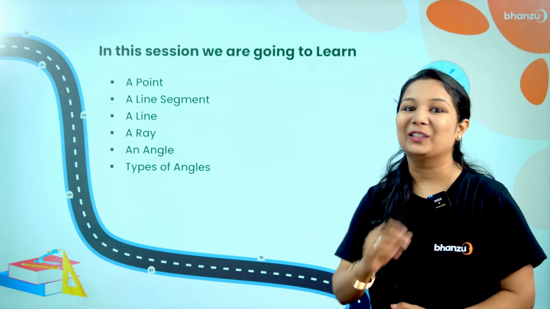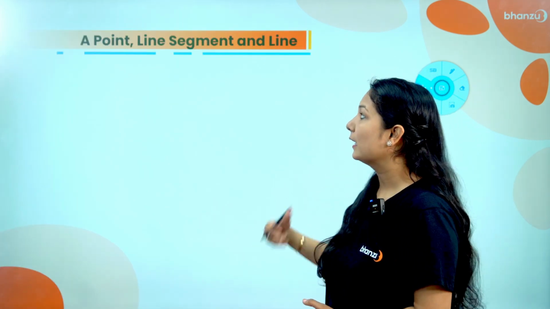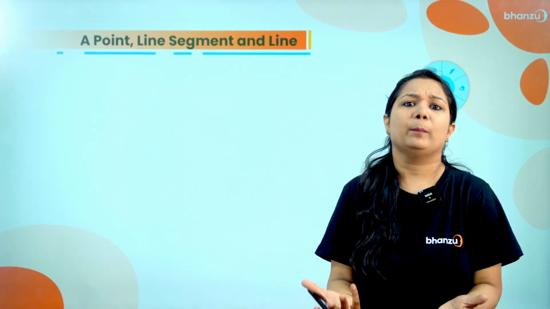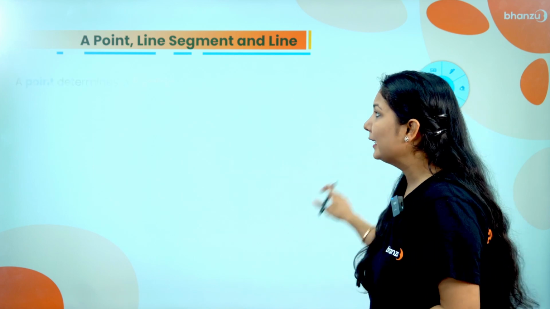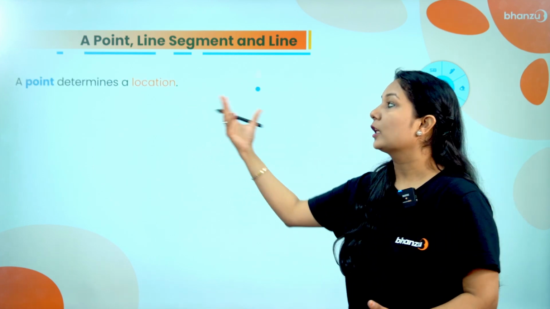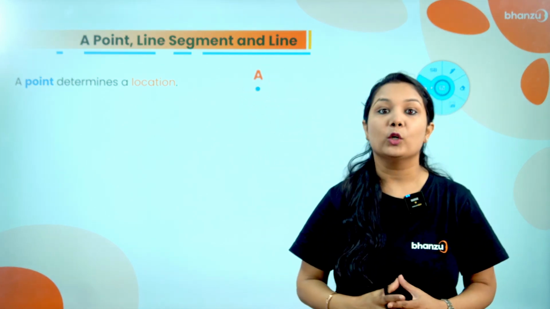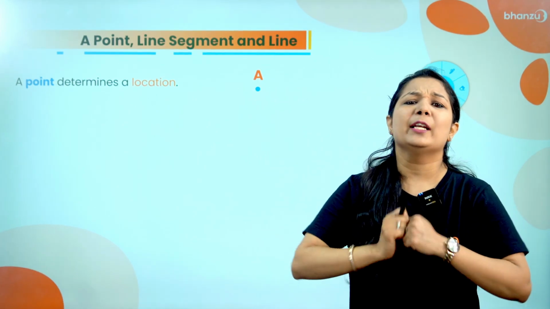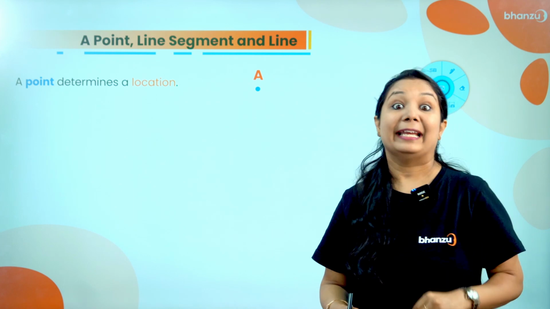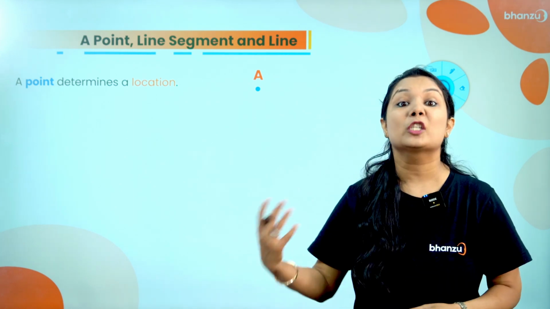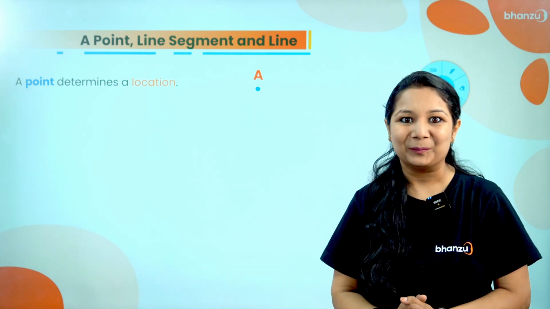So let's start with the first one over here, a point. So what's a point, right? A point determines a location. If this is a point over here, it is denoted by A. It can be denoted by any alphabet, in capital letters or in small letters as well.